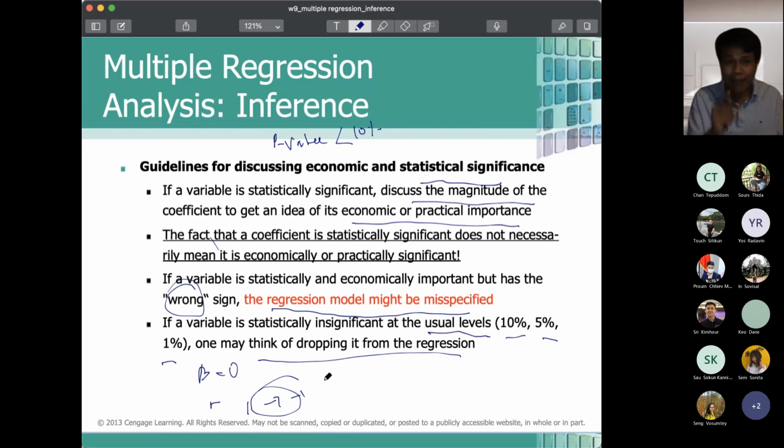Again, with this wrong sign, you only need to be careful if it is statistically significant, only if the p-value is less than 10%. Is that clear? With wrong sign? Yes, lecturer. Yes.